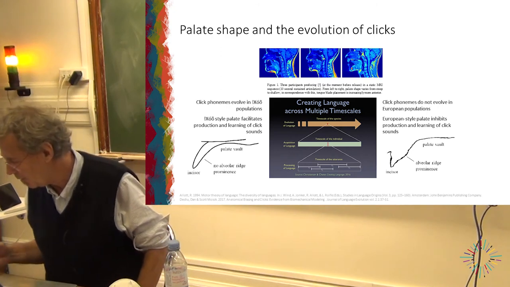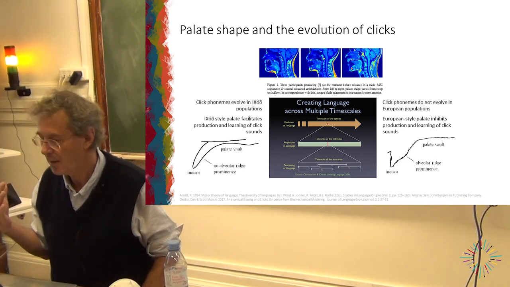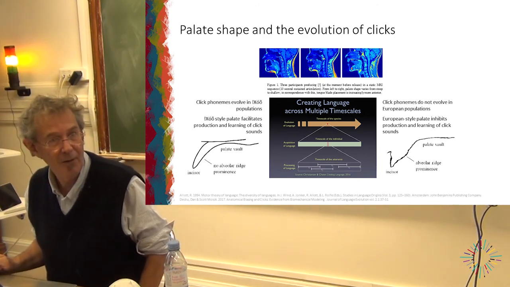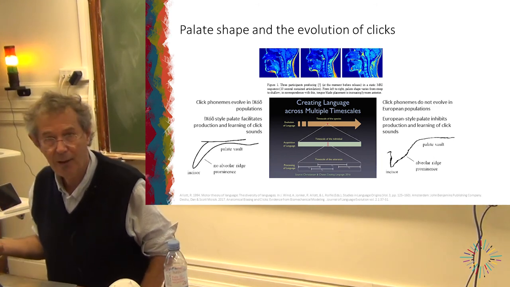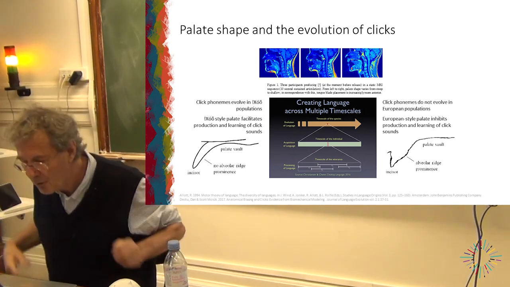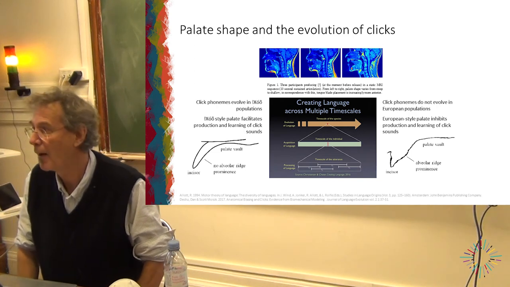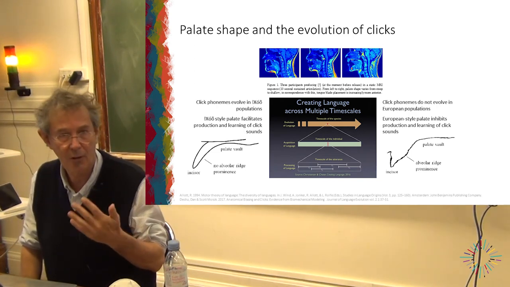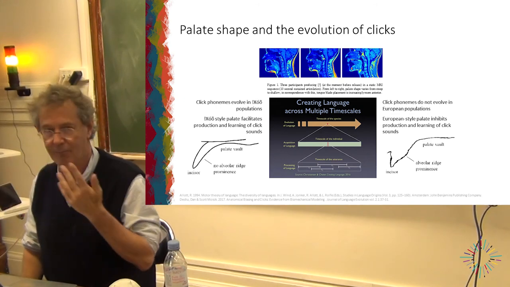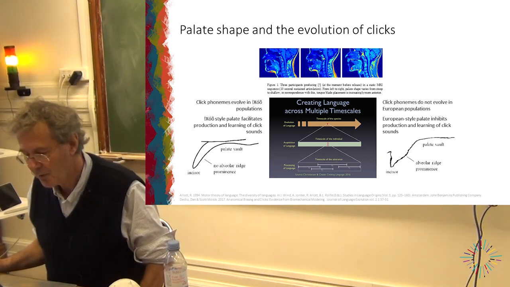So Dan Dediu, Scott Moisik and others did this really interesting study where you look at palate shape, including data about typical palate shape among speakers of Khoisan languages, and then they did modelling of the amount of articulatory effort that goes into producing clicks according to the palate shape. So they built these sort of complicated simulations, and they showed that if you've got the palate shape typical of a Khoisan population, it's much less articulatory effort to produce a click than if you've got a palate shape that probably any one of us has. So that then makes it easier for such a system to evolve.